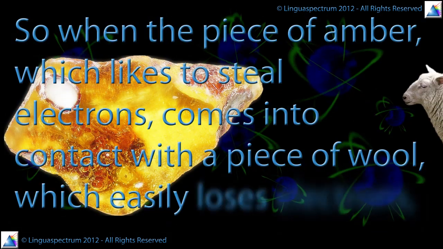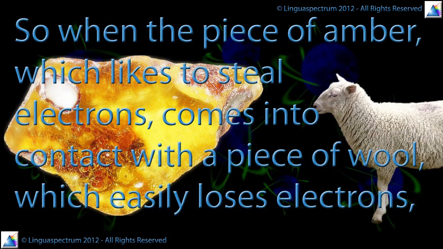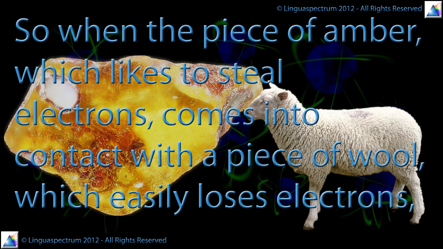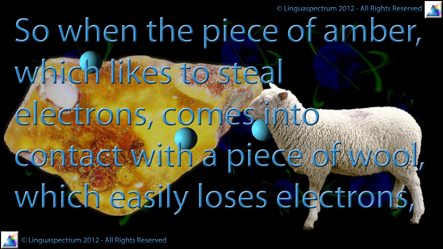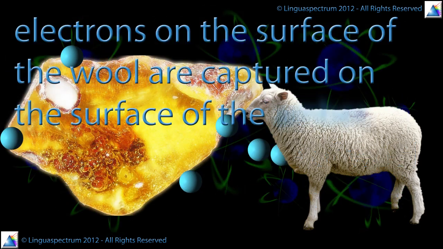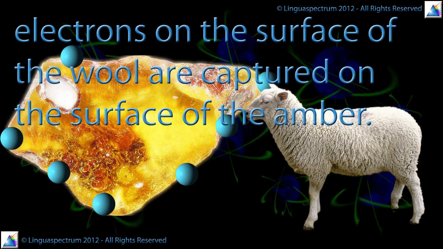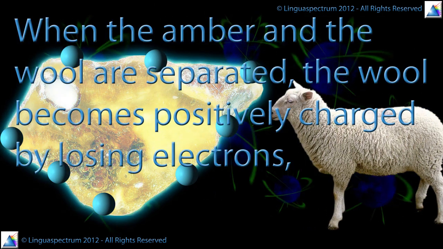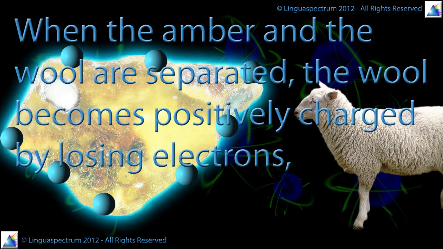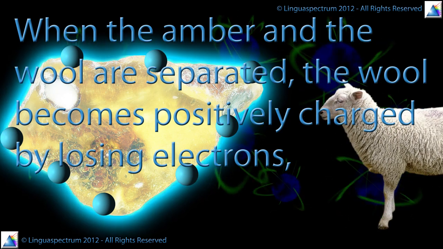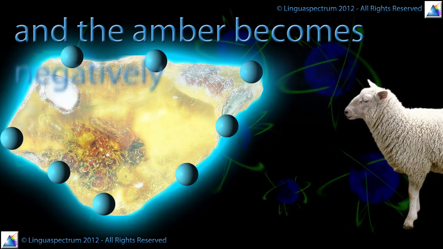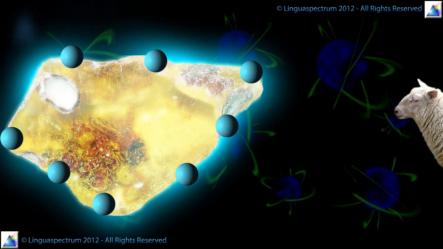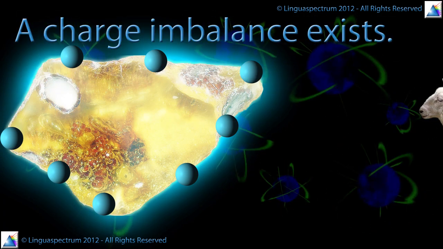So, when the piece of amber, which likes to steal electrons, comes into contact with a piece of wool, which easily loses electrons, the electrons on the surface of the wool are captured on the surface of the amber. When the amber and the wool are separated, the wool becomes positively charged by losing electrons, and the amber becomes negatively charged by gaining electrons. A charge imbalance exists.